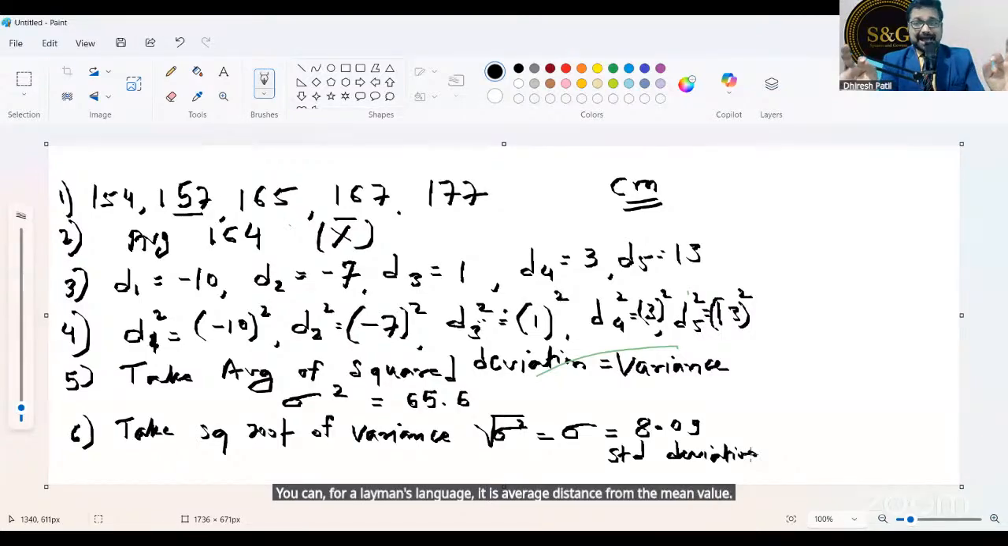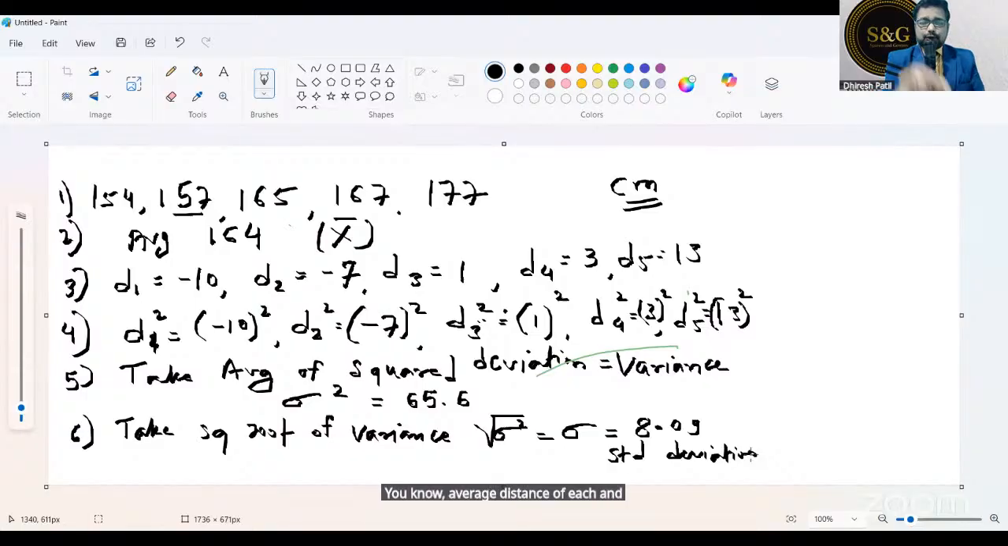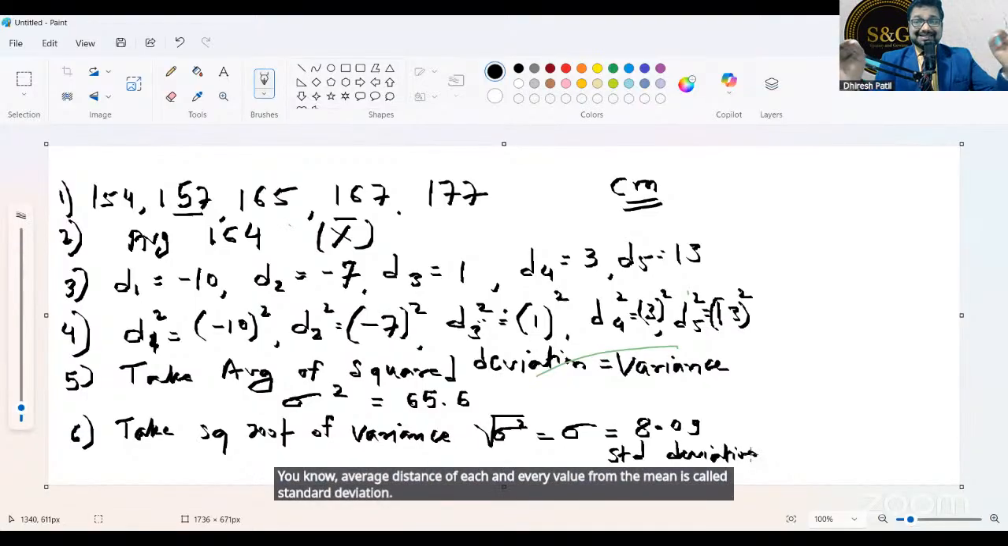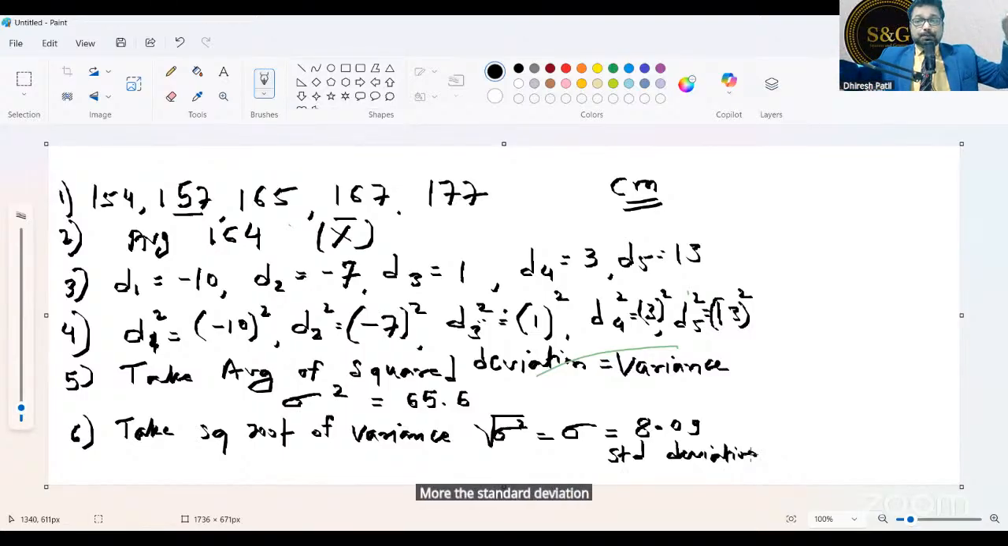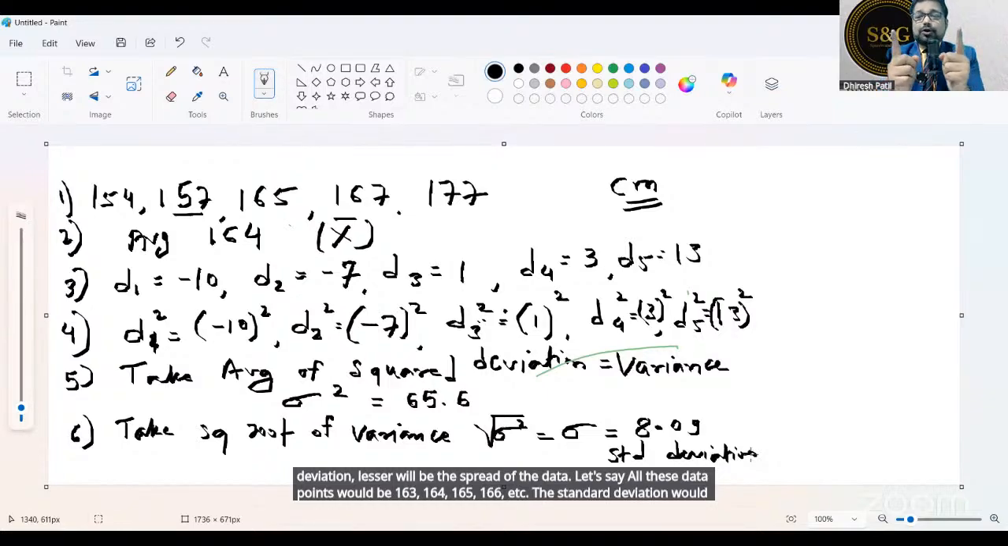In layman's language, technically it may not be the best explanation, but for a layman, the average distance of each and every value from the mean is called standard deviation. More the standard deviation, more the spread of the data. Lesser the standard deviation, lesser the spread of the data. Let's say all these data points were 163, 164, 165, 166, etc. The standard deviation would have been around 2 centimeters.